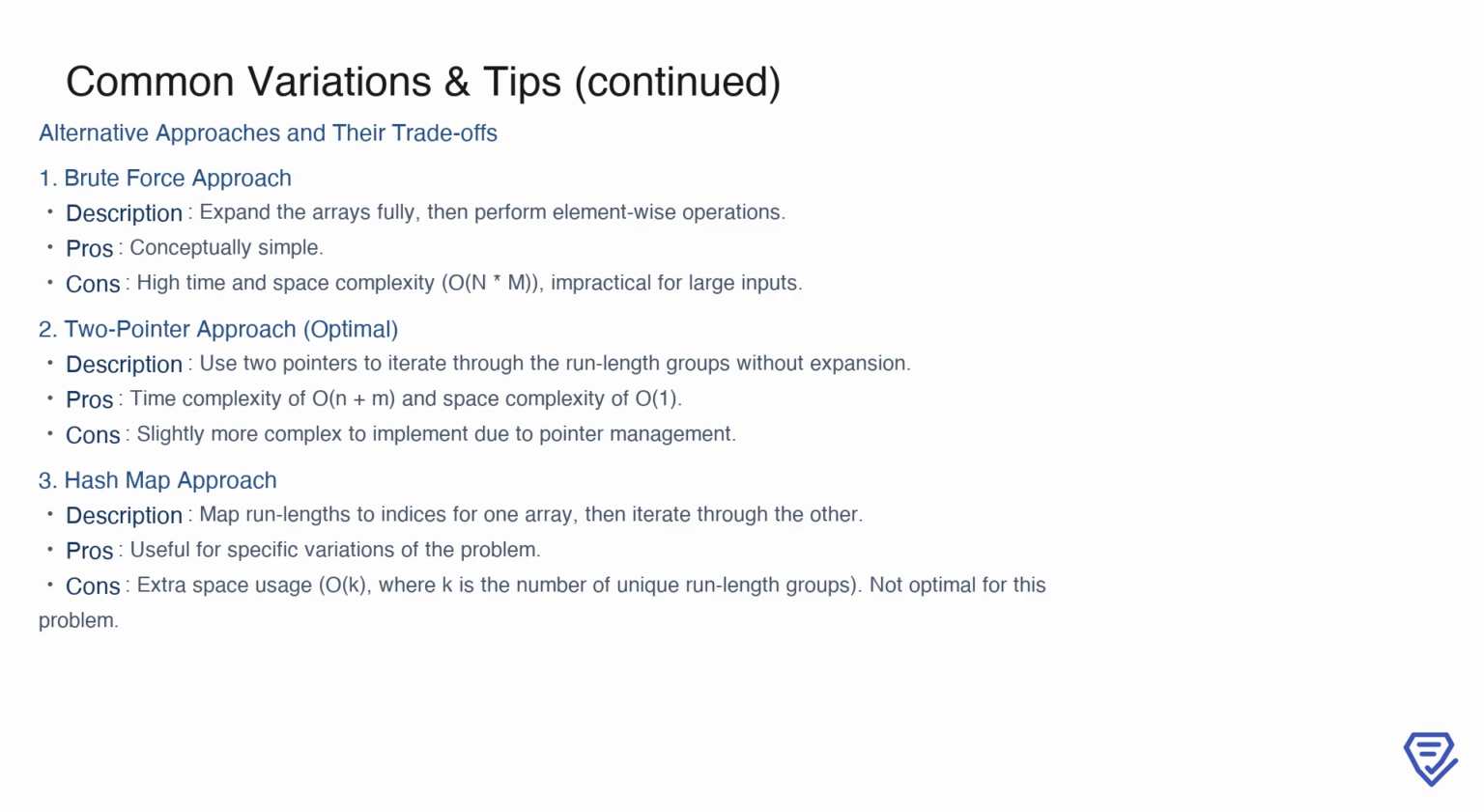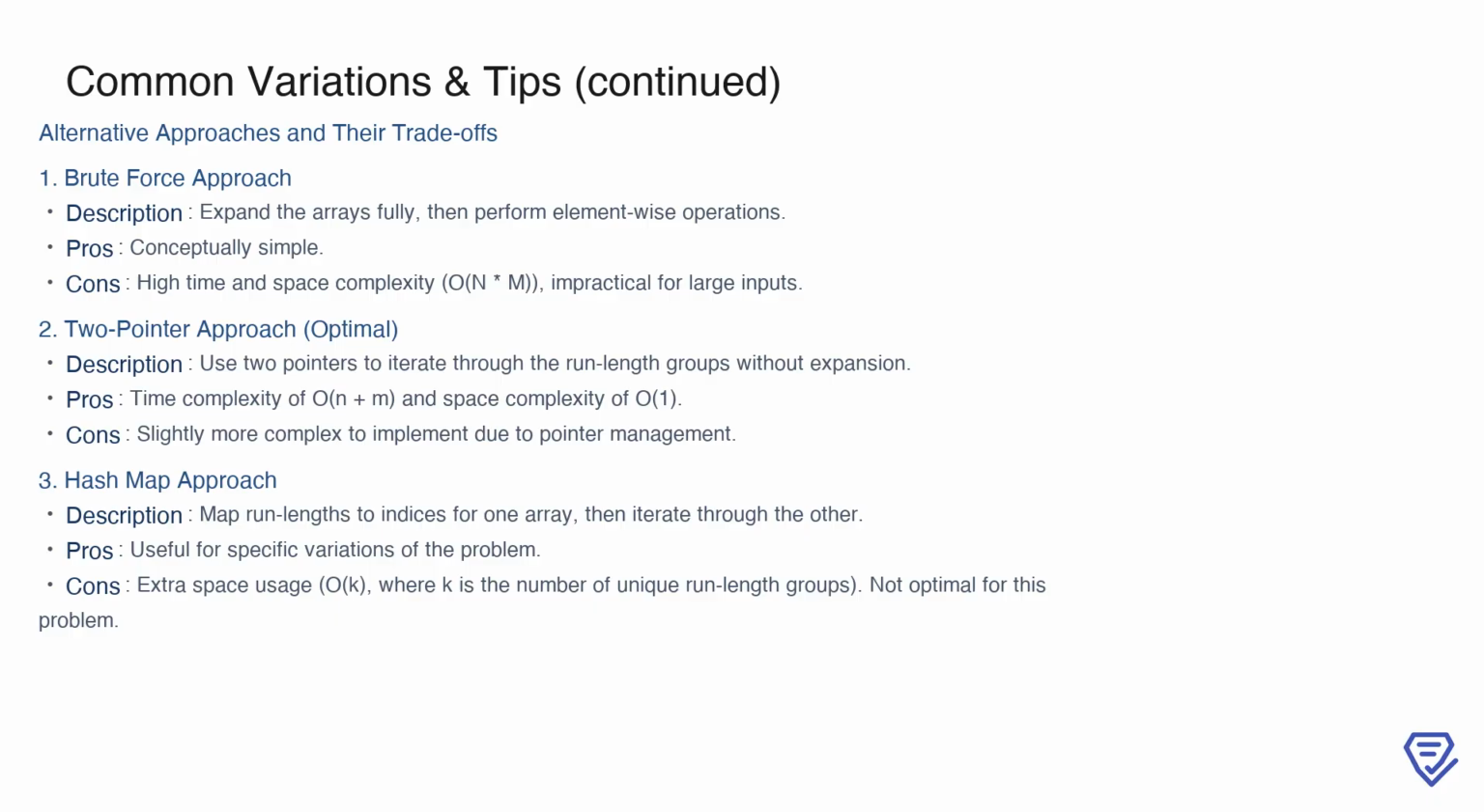The two-pointer approach, on the other hand, is optimal. By iterating through the run length groups directly, it achieves a time complexity of O(n + m) and operates with O(1) extra space. While slightly more complex to implement due to pointer management, its efficiency makes it the best choice.